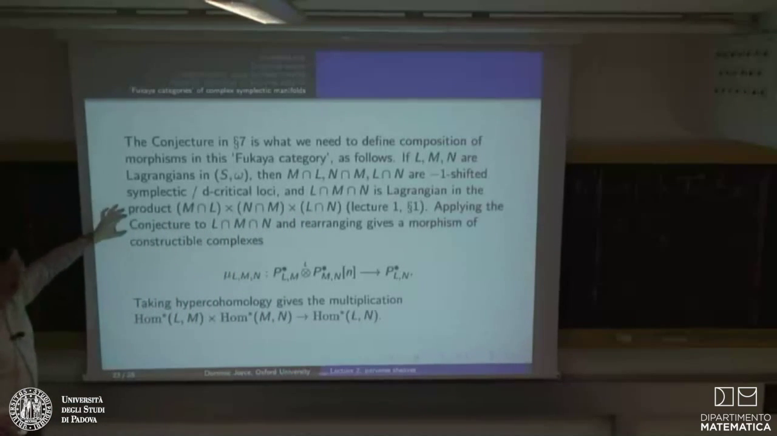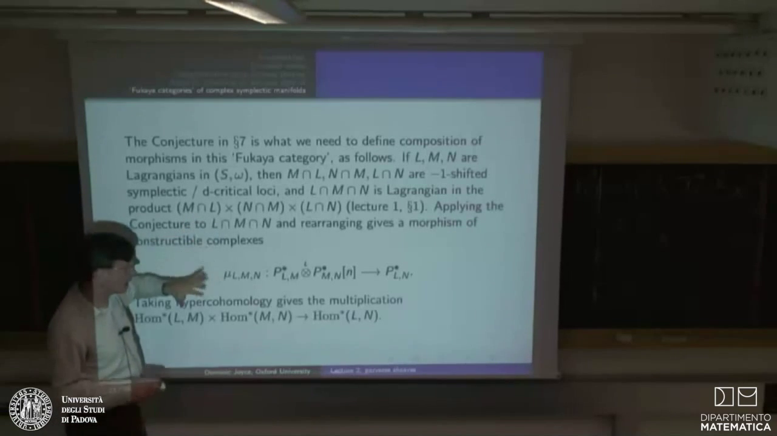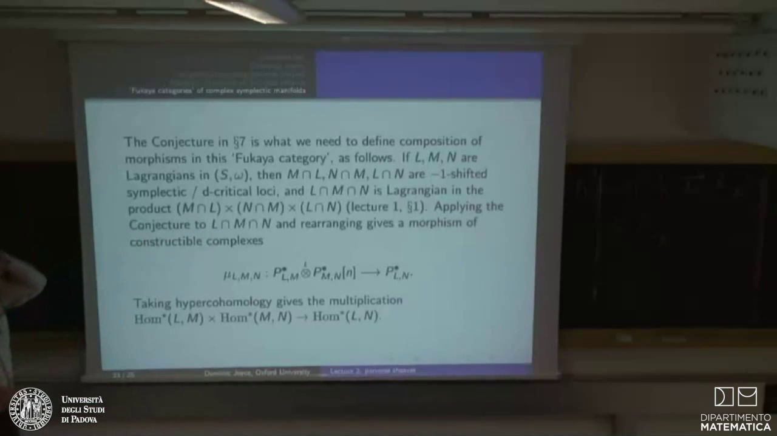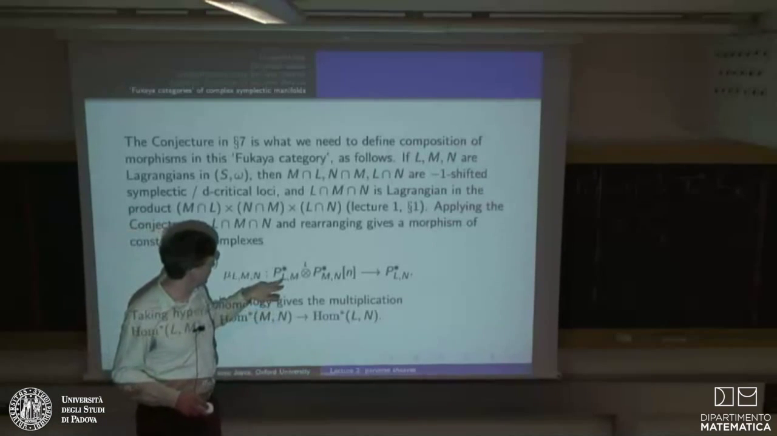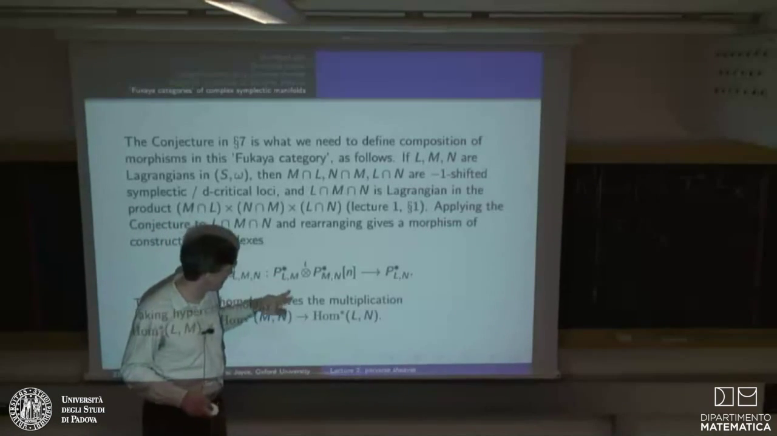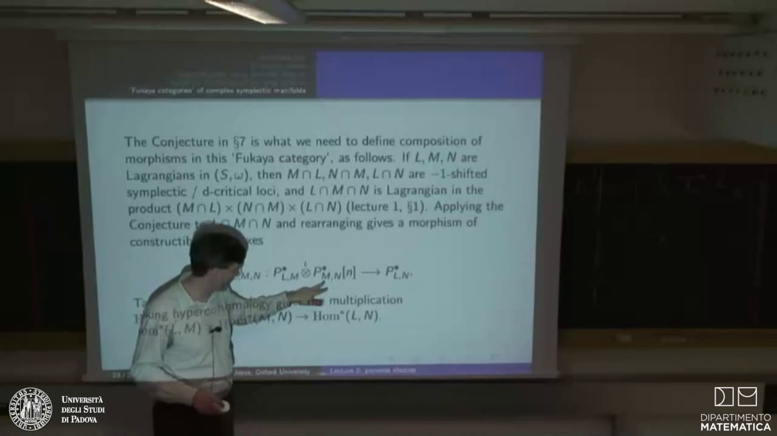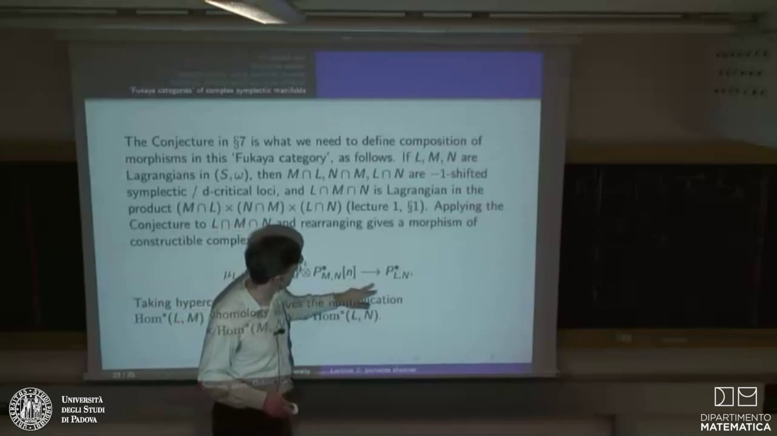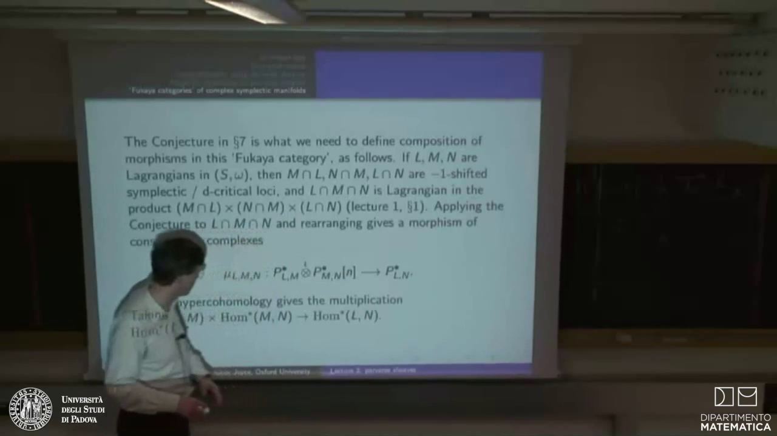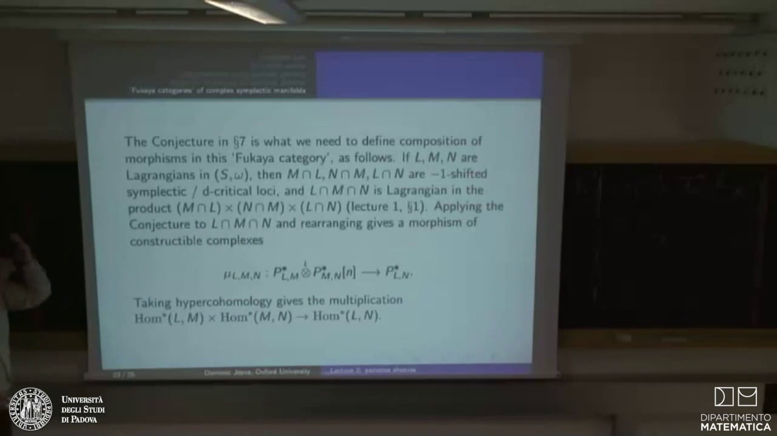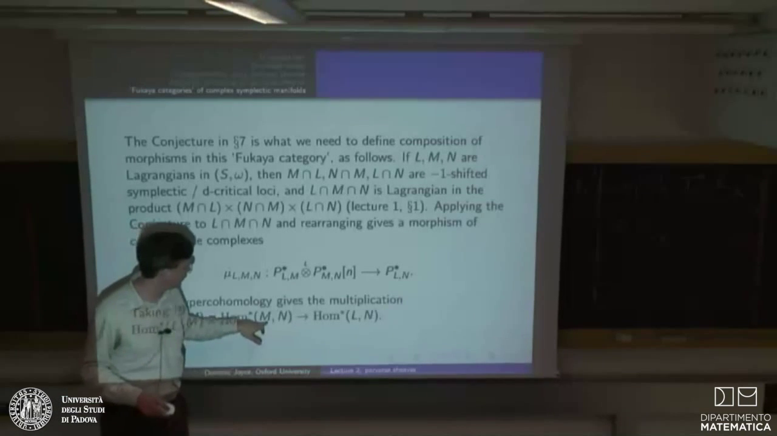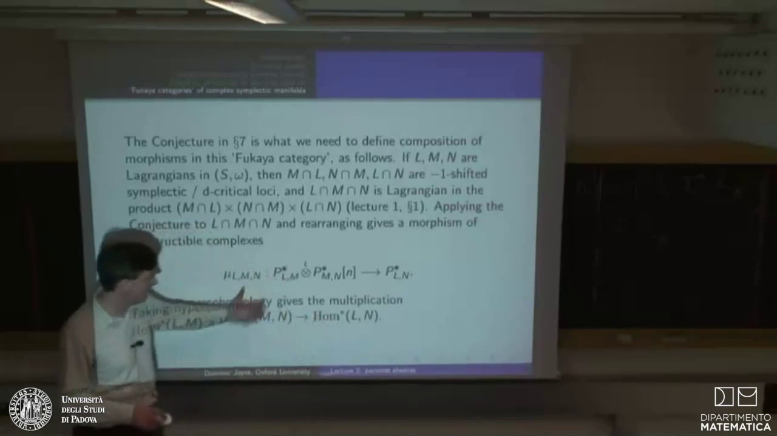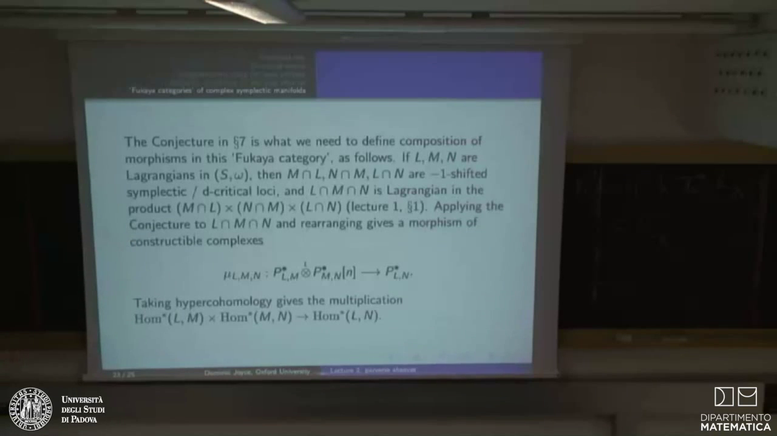So if we apply this conjecture to the triple intersection, and we rearrange some things using Verdier duality, we get a morphism of constructible complexes, mu, from the perverse sheaf from L intersect M, tensored with the perverse sheaf from M intersect N, shifted, into the perverse sheaf from L intersect N. Then we take hypercohomology of that morphism. We get a multiplication from HOM(L,M) cross HOM(M,N) into HOM(L,N) in our pretend Fukaya category.